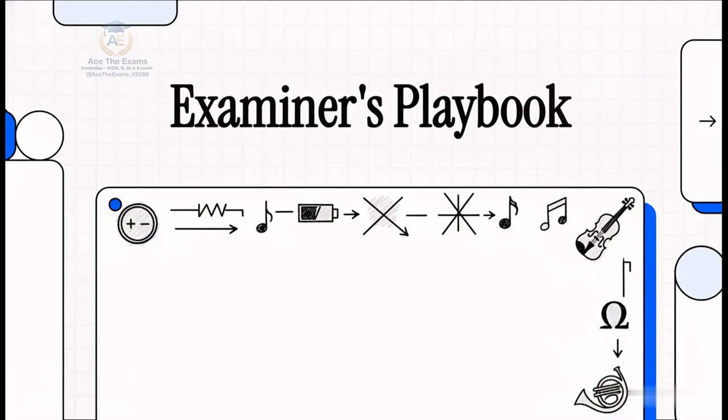I want you to think of yourself as a symphony conductor. We are going to orchestrate your understanding of resistance and Ohm's law so flawlessly that every single paragraph you write in that exam booklet acts like a different instrument playing perfect harmony. But before we get to the beautiful music, let's look at the challenge.